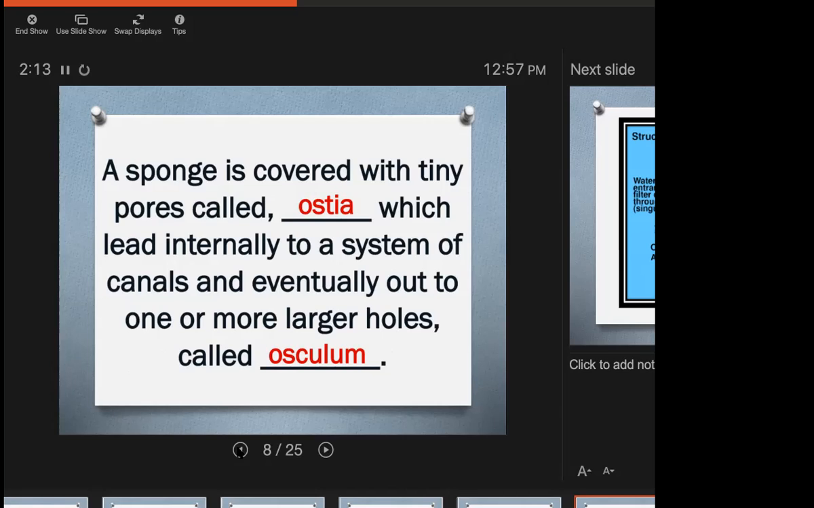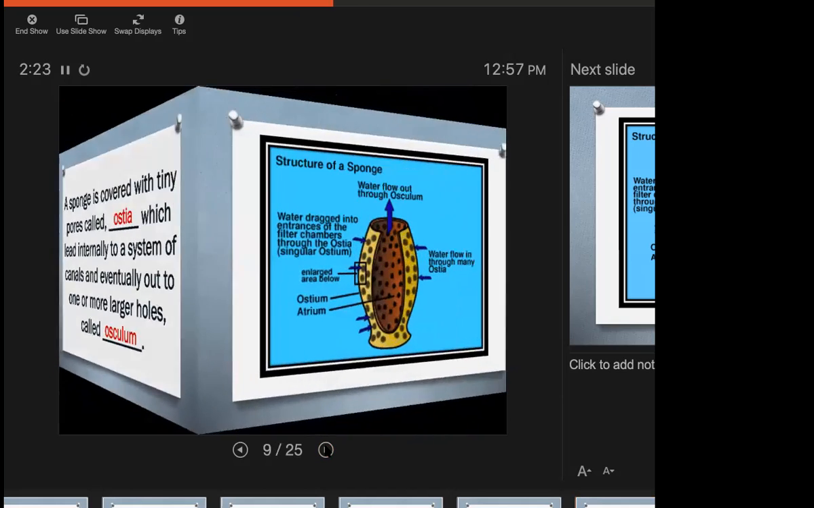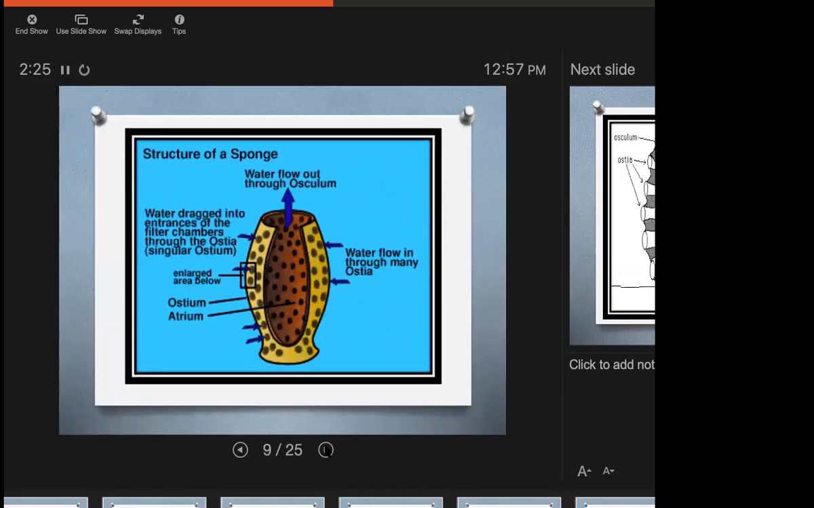And so now we're finally getting into how these things actually function. So what do they do? They're sitting there. How do they grow? How do they do anything? Well, a sponge is a filter feeder. And although it may look like it's a passive animal, it's actually very active in feeding.